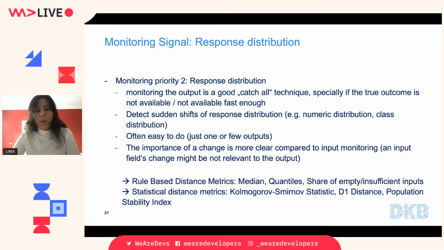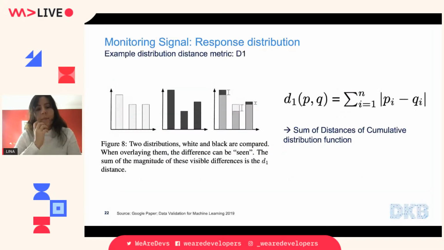Maybe you want to see one of them in practice. So I give you one example. This is from a paper from Google, Data Validation for Machine Learning at SysML 2019. So what they do is they have this metric called D1 distance, and they compare 2 distributions. Let's say yesterday's score distribution to today's score distribution.